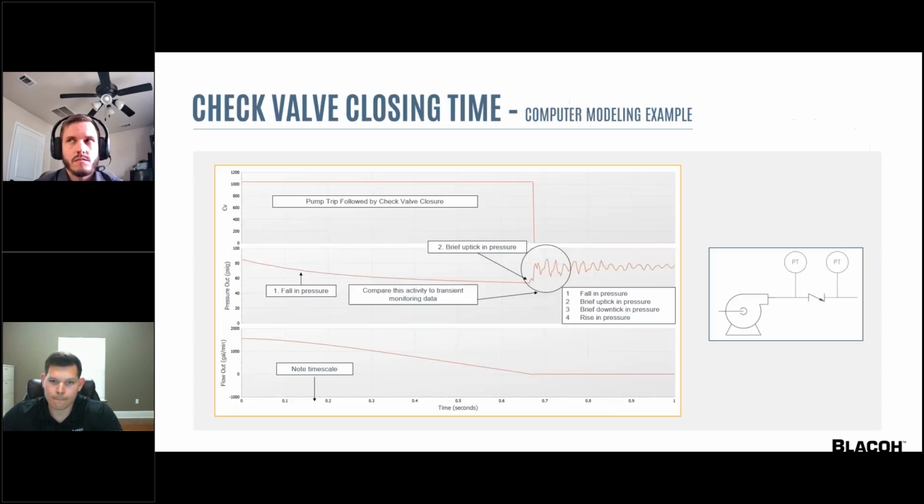Okay, these next few examples are from a computer surge model that is simulating a check valve closure after a pump trip. The goal here is to determine the check valve closing time, and we'll see how this relates to real data from an actual transient pressure monitor. Going down the list, the top graph is our CV value, or our flow coefficient, and it's going to show us when the valve closes.